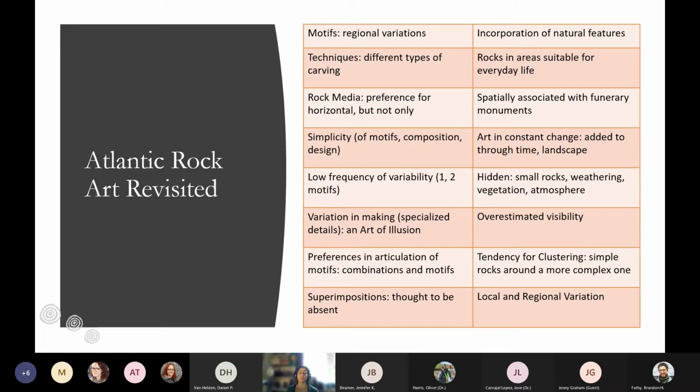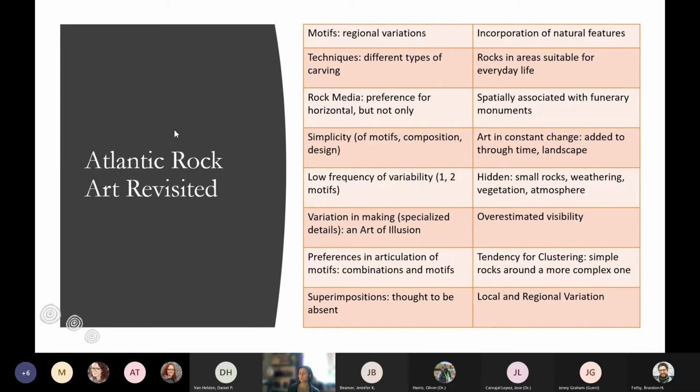So also, the rocks are generally located in areas that would be suitable for everyday life, although there are a lot of them that are spatially associated with funerary monuments, but obviously we don't really understand their relationship very well at the moment. Given the size of the rocks and the fact that they were often flush with the ground and possibly covered by vegetation, at least seasonally, and considering the quick weathering of the grooves and the role of atmospheric conditions, visibility does not seem to be that all-important feature of Atlantic rock art location that has been written about so much. And also, although Atlantic rock art is located in the landscape and is accessible, presumably, at least spatially, it seems to be quite private and very hidden.